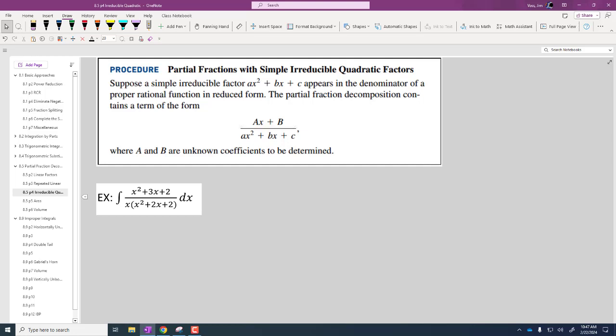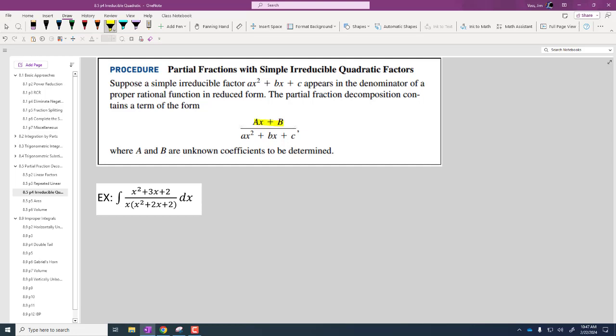The classic irreducible quadratic is x squared plus 1. It's a sum of squares. X squared plus 1, x squared plus 4, x squared plus 9. None of those can be factored without imaginaries. X squared plus 1 is x minus i and x plus i, and we don't want i's. No i's.